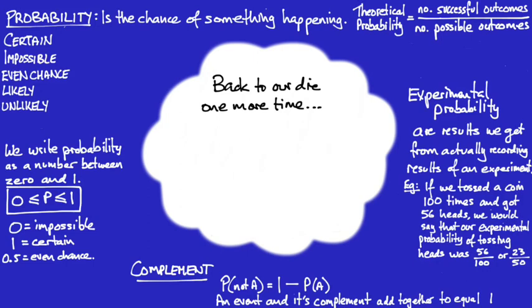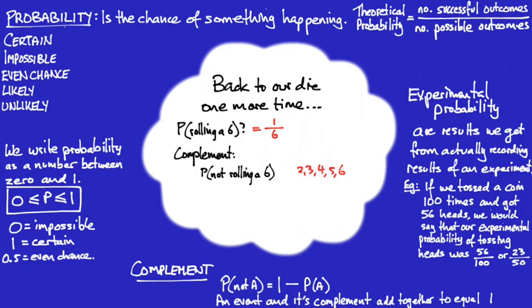So let's go back to our die one more time and have a look at how we calculate this. If I wanted to know what's the probability of rolling a 6, I could say it's 1 over 6 because there's 1 successful outcome over 6 possible outcomes. So the complement to that is the probability of not rolling a 6. Now I could work it out using our theoretical probability by saying, well, there are 5 successful outcomes over 6 possible outcomes, gives me 5/6.